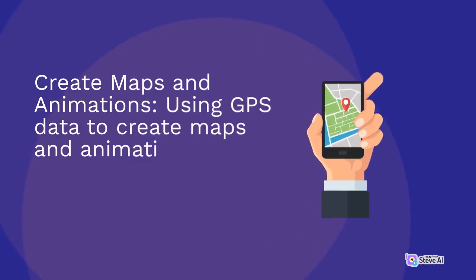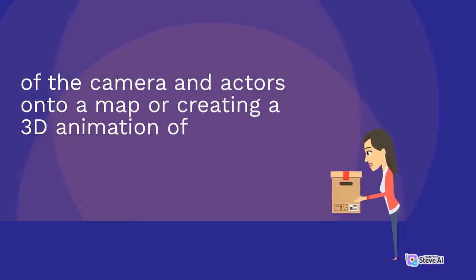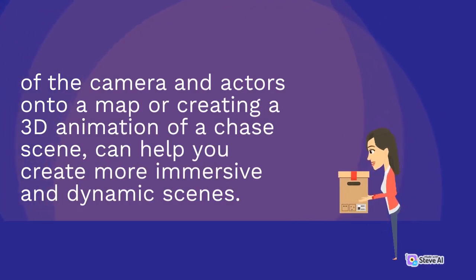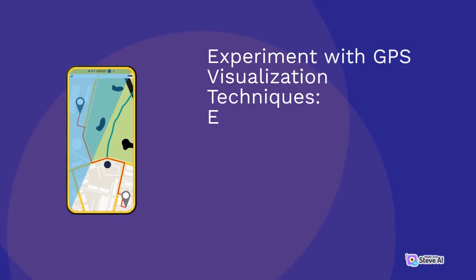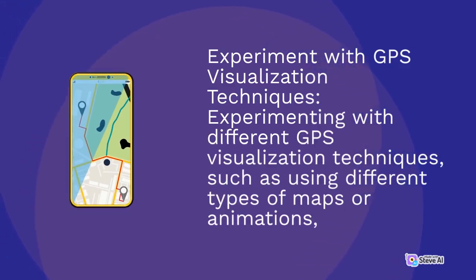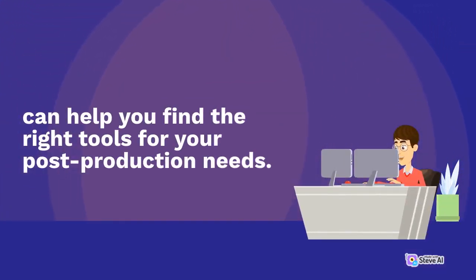Create maps and animations. Using GPS data to create maps and animations, such as by overlaying the movement of the camera and actors onto a map or creating a 3D animation of a chase scene, can help you create more immersive and dynamic scenes. Experiment with GPS visualization techniques. Experimenting with different GPS visualization techniques, such as using different types of maps or animations, can help you find the right tools for your post-production needs.